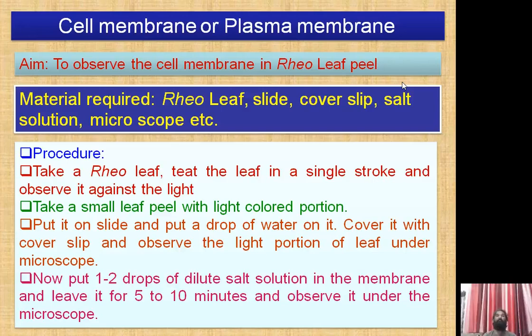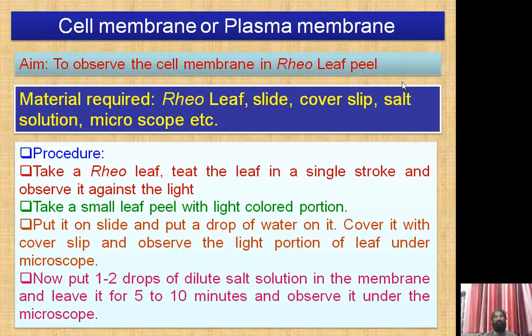First, coming to the aim: to observe the cell membrane in Rhoeo leaf peel. Here Rhoeo is a plant, so in the plant leaf peel we observe the cell membrane. That is the aim of this experiment. Whenever we conduct any experiment, we need some material. Here the material is Rhoeo leaf, slide, cover slip, salt solution, microscope, forceps, surgical blade, dropper, brush, etc. These are the materials required to observe the cell membrane in Rhoeo leaf peel. Now coming to the procedure.